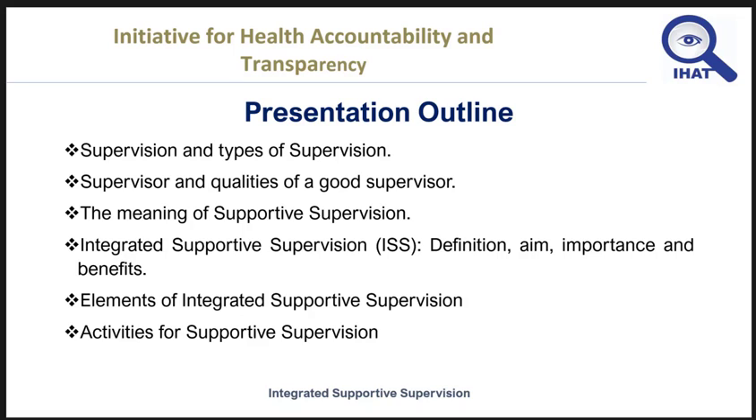On the presentation outline for this course, we'll be looking at supervision and the types of supervision. We'll also look at who a supervisor is and the qualities that make a good supervisor. We'll also be looking at the meaning of supportive supervision. We'll also take a look at integrated supportive supervision, its definition, aim, importance, and benefits. We'll also look at the elements of integrated supportive supervision. And then we'll look at activities for supportive supervision to be conducted.